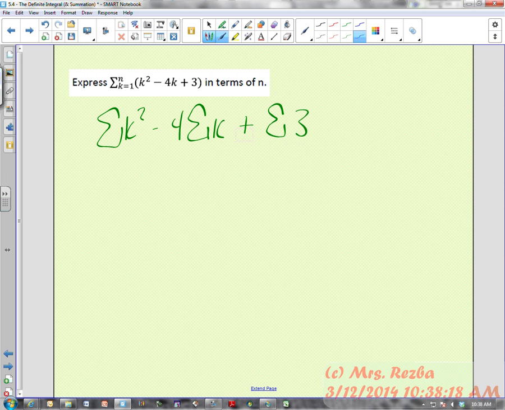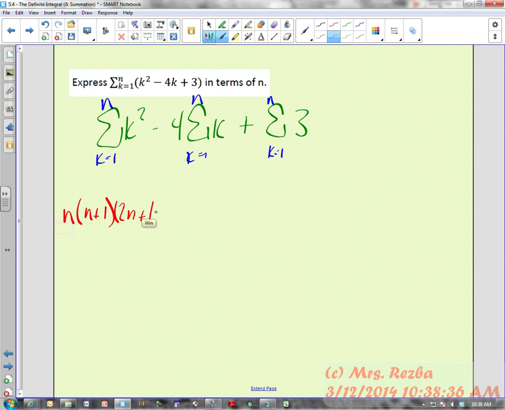Now, all these summations are running from k equals 1 to n. So that's something to keep track of, something to make sure that we also do not get sloppy as we write out our work, because sloppiness can lead to inaccuracy. So our k squared formula is n times n plus 1 times 2n plus 1, all divided by 6. Our k formula, so minus 4 times n times n plus 1 divided by 2. Our 3 formula is 3n.